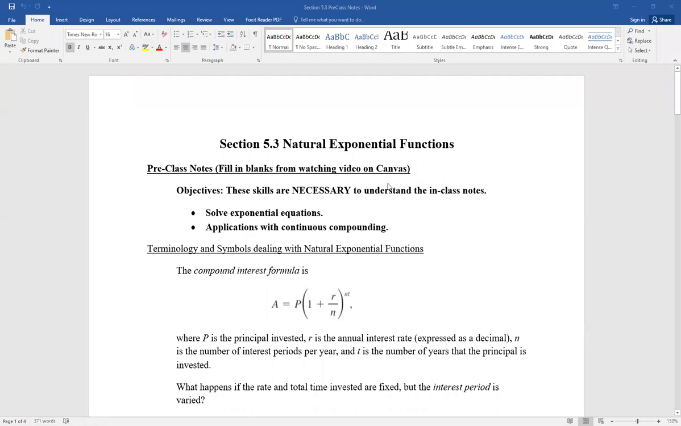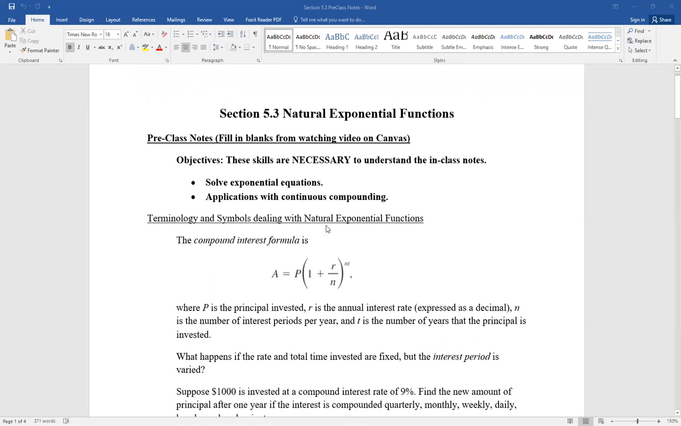All right, this is the 5.3 natural exponential function pre-class video. We're going to be looking at solving exponential equations again, but this time using a base e, which we're going to define in just a minute, and applications with continuous compounding.